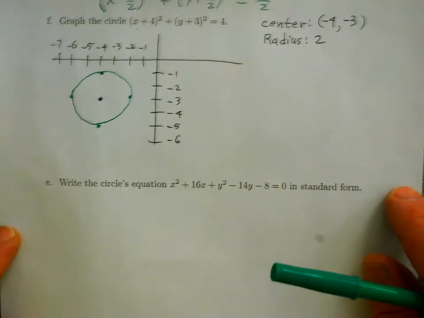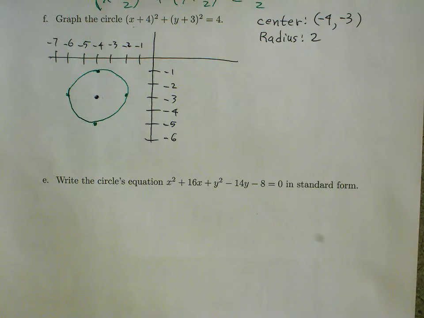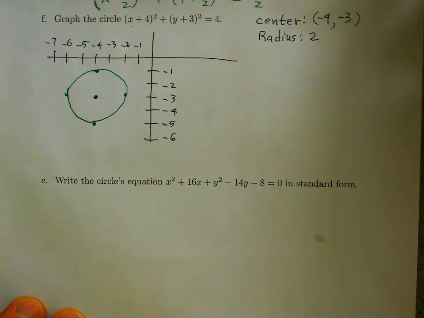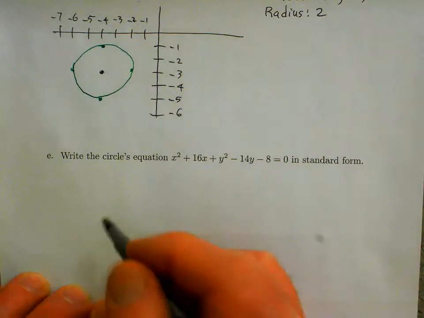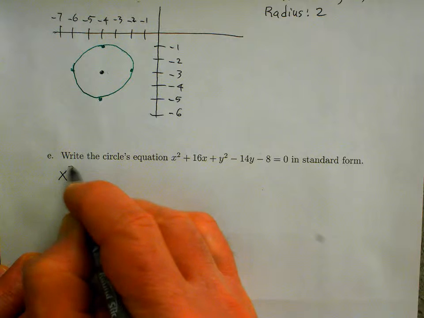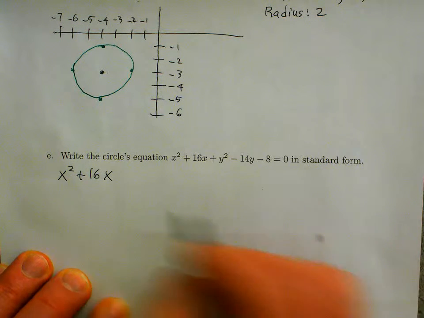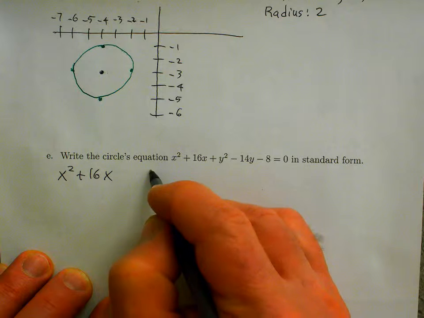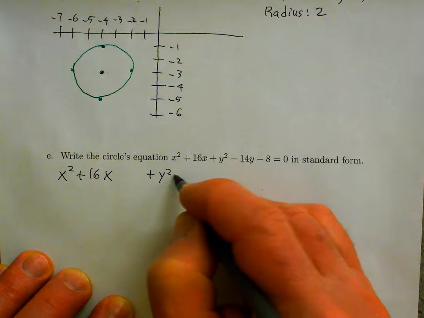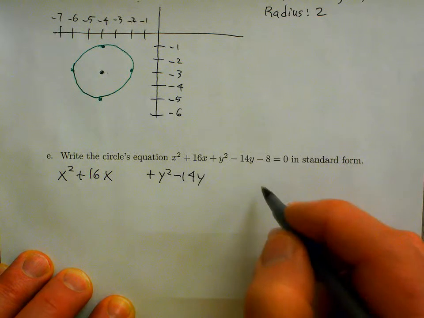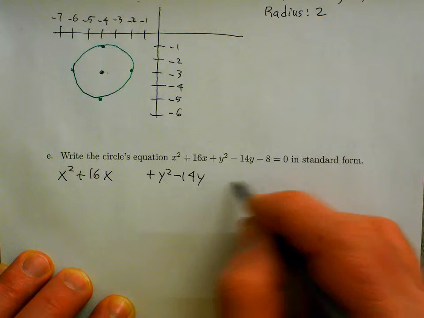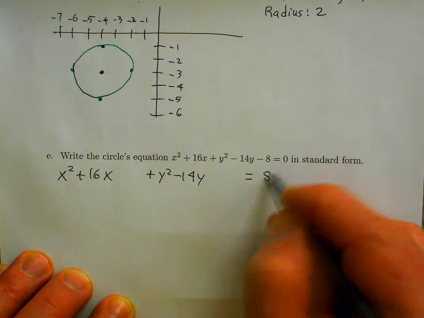Okay, the next one, we've done things like this before. Write the circle's equation, x squared plus 16x plus y squared minus 14y minus 8 equals 0 in standard form. So we have to complete the square twice again. So we'll start by writing x squared plus 16x. Leave some space before you write plus y squared minus 14y. We're going to add 8 to both sides, but leave space before the equal sign equals 8.